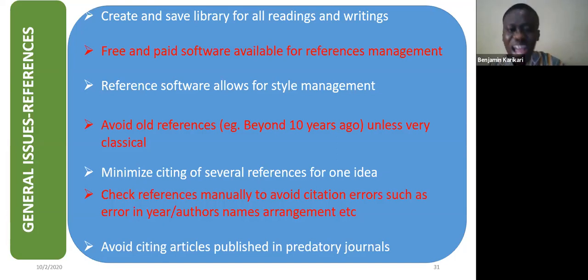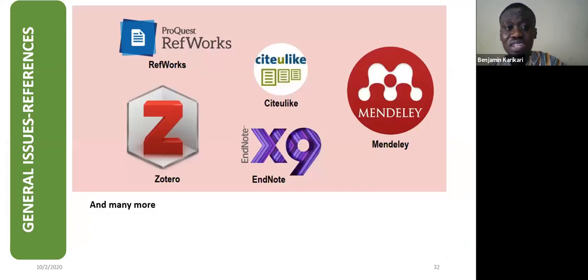Also, avoid citing articles published in predatory journals. The more citations you give to predatory journals, the more credit, the more popular you make them. So you try as much as possible to avoid citing articles published in predatory journals.